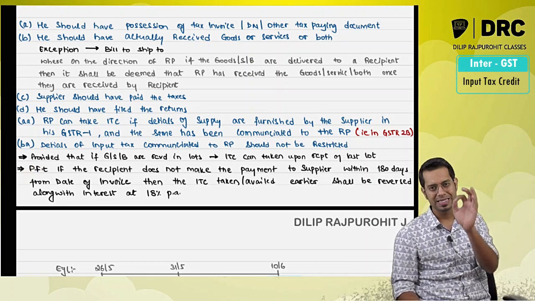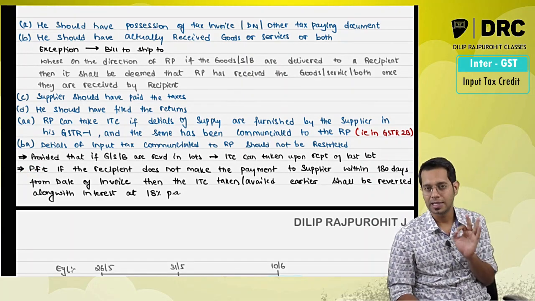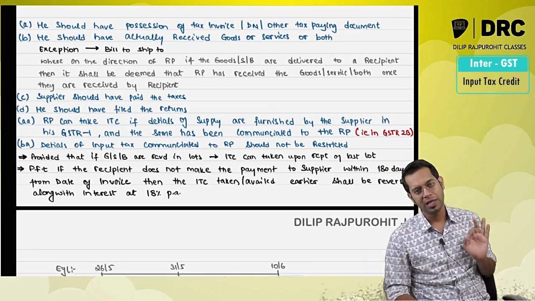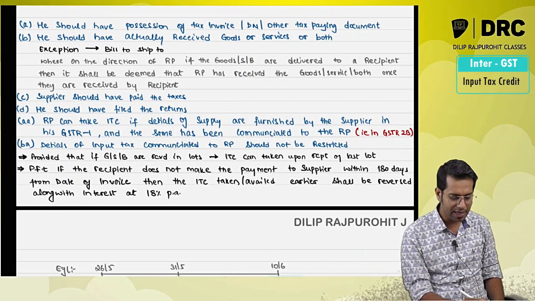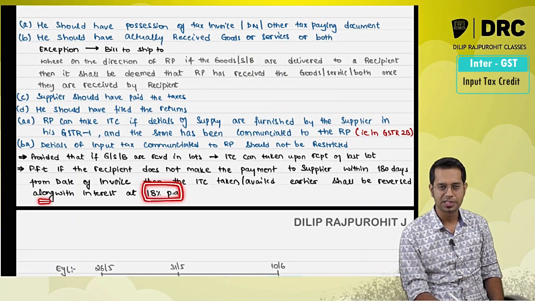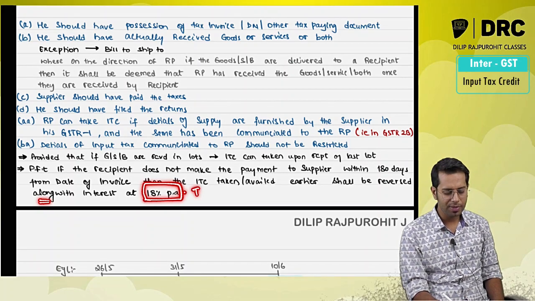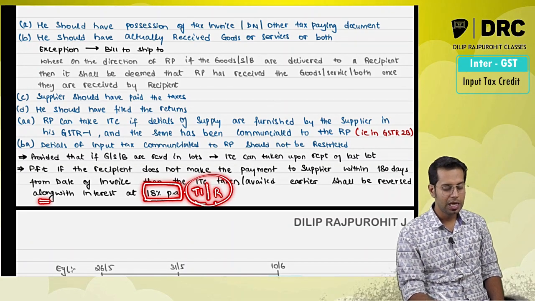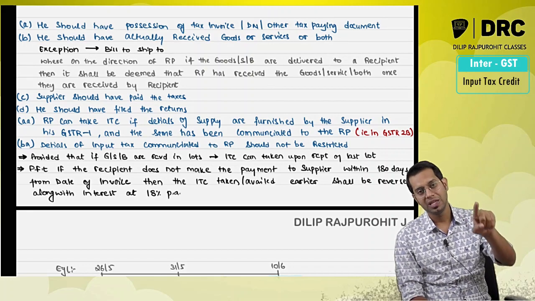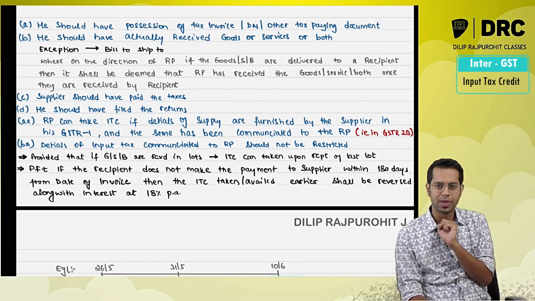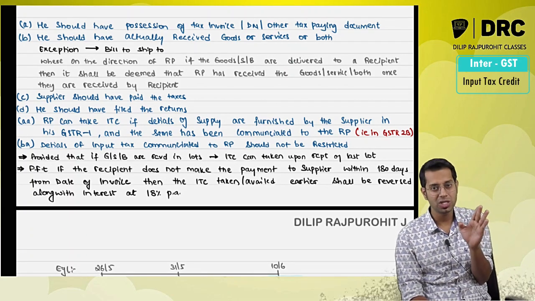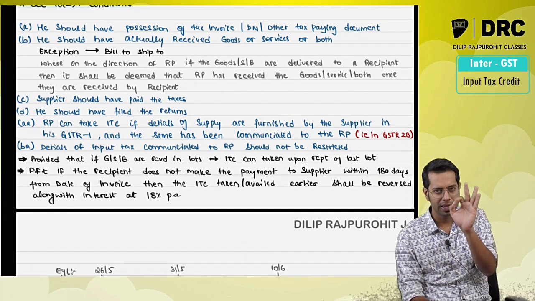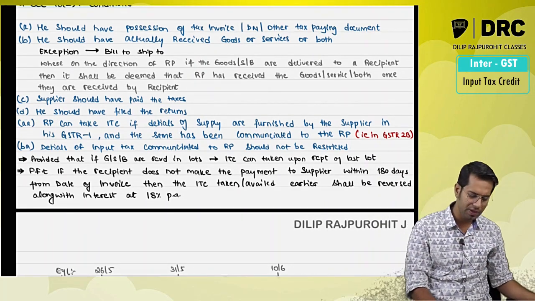And if the recipient does not make the payment to the supplier within 180 days from the date of invoice, then whatever ITC is taken, that ITC should be reversed along with interest at 18% per annum. This interest is required to be calculated from the date of taking input tax credit till the date of reversal of input tax credit. So what is this condition telling? If the recipient is not making the payment to the supplier within 180 days from the date of the invoice, then whatever ITC is taken by the recipient is required to be reversed, along with interest at 18% per annum, calculated from the date of taking the input tax credit till the date of reversal of the input tax credit.